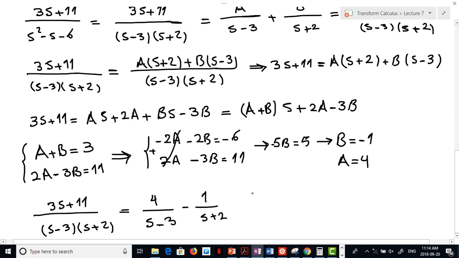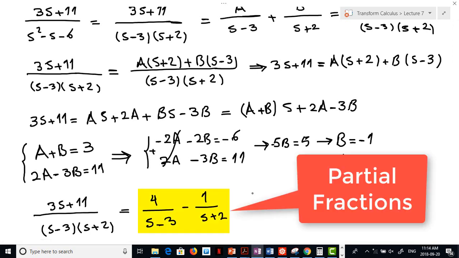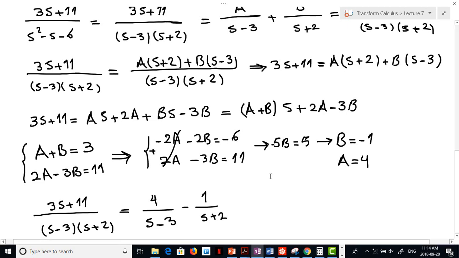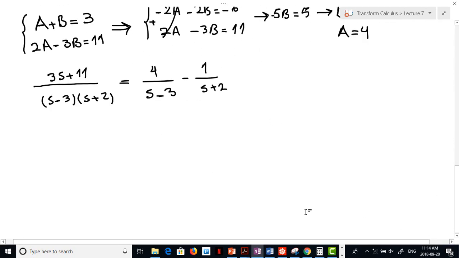So we could find coefficients A and B, and we could find partial fractions of our original function, which was (3s + 11) over (s - 3)(s + 2). It was the first solution. The first solution is a general solution, and it always works.